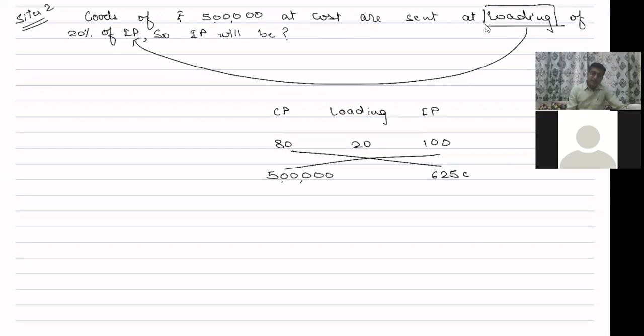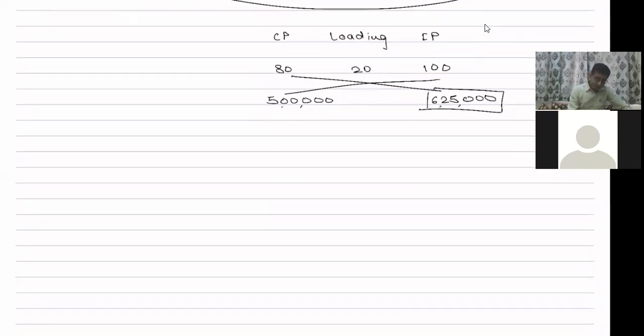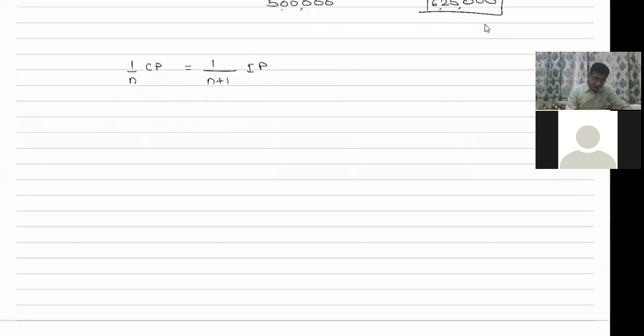Now, why this happened is because 1 upon n of cost price will always be equal to 1 upon n plus 1 of invoice price. This is a basic equation. Why? Because when you calculate the percentage with reference to loading cost, just observe it, cost price plus loading is equal to invoice price.